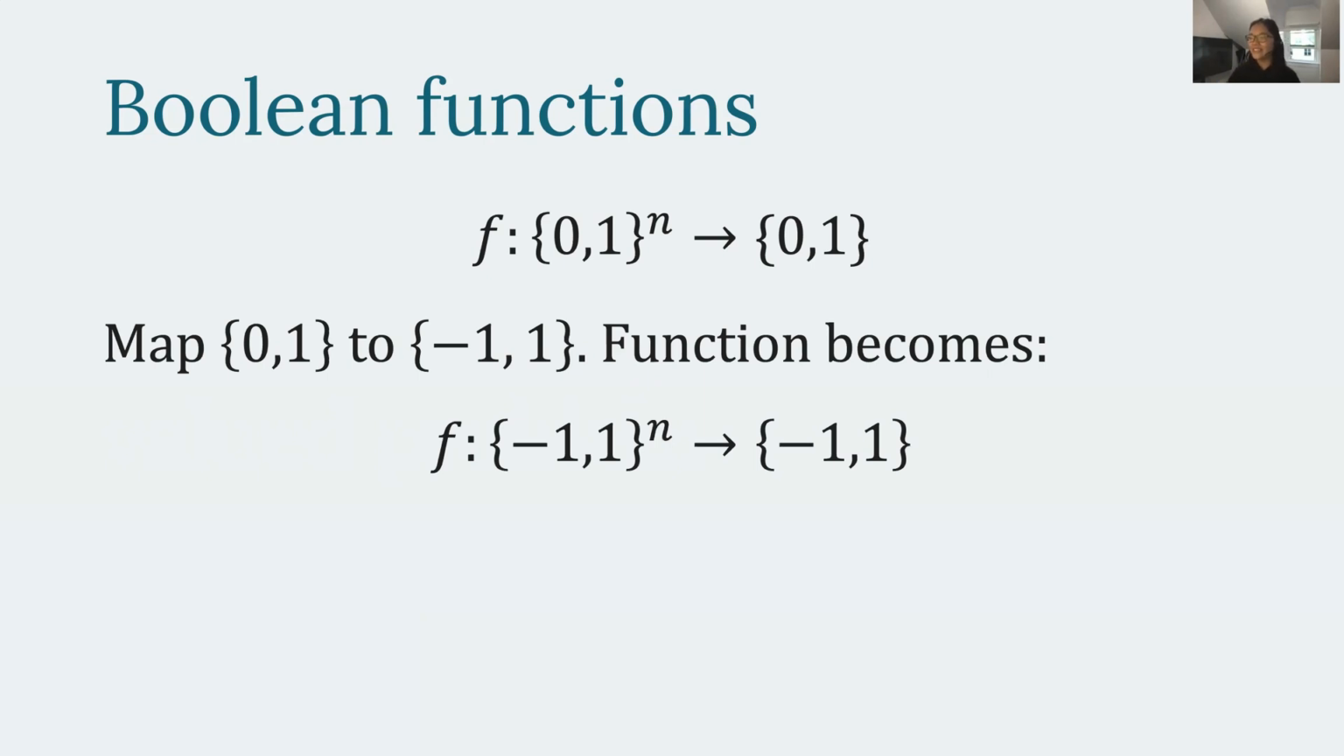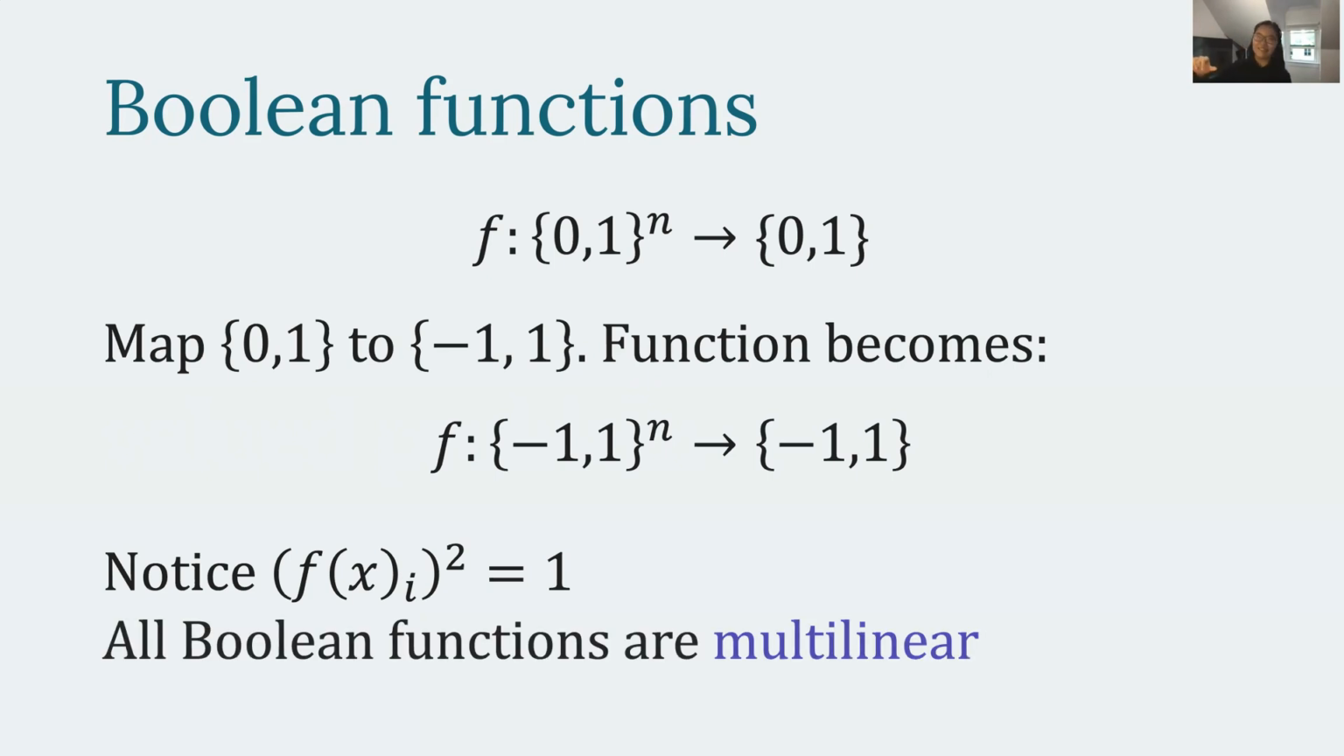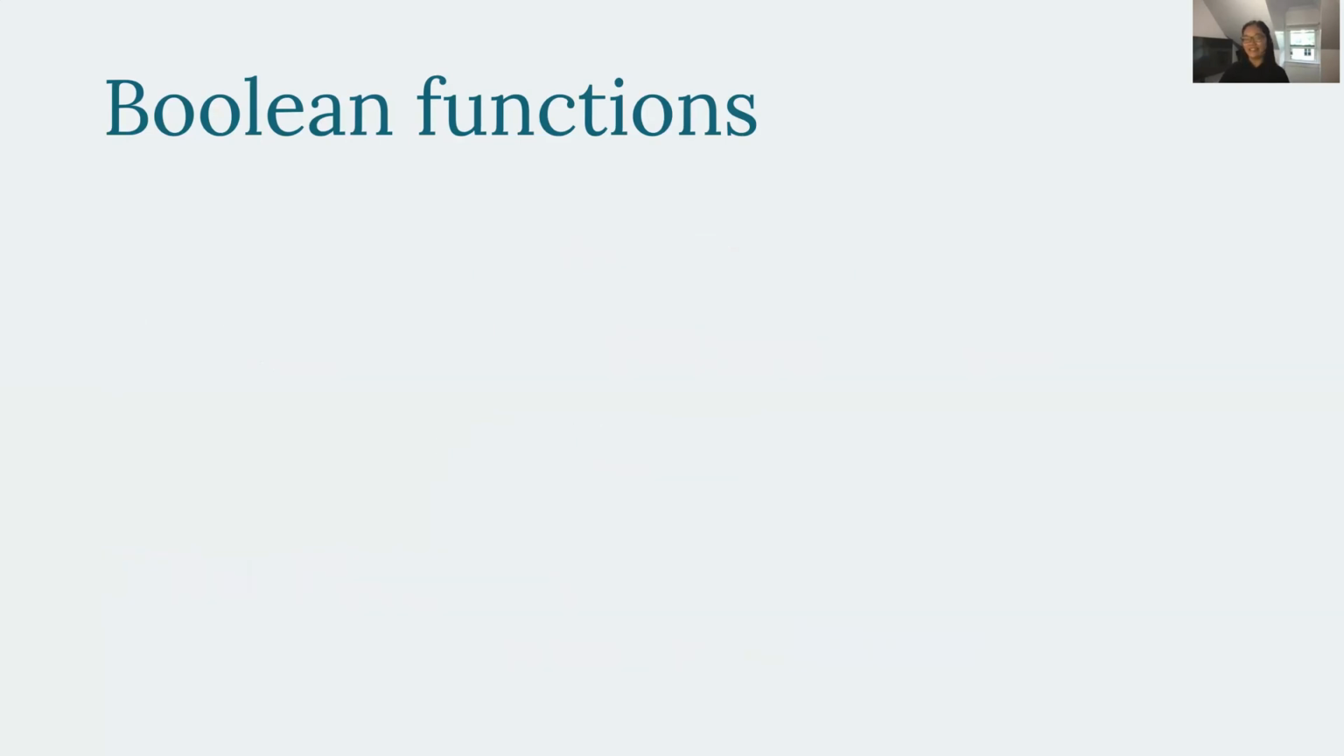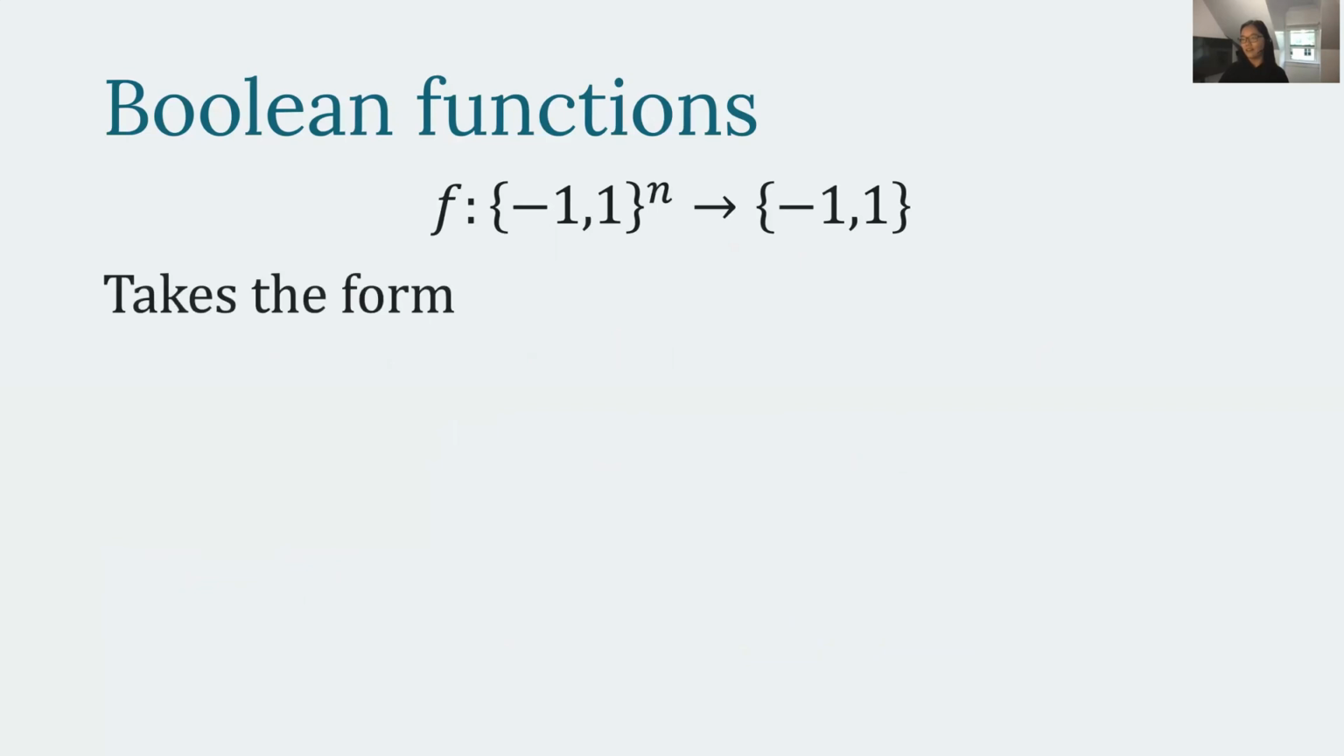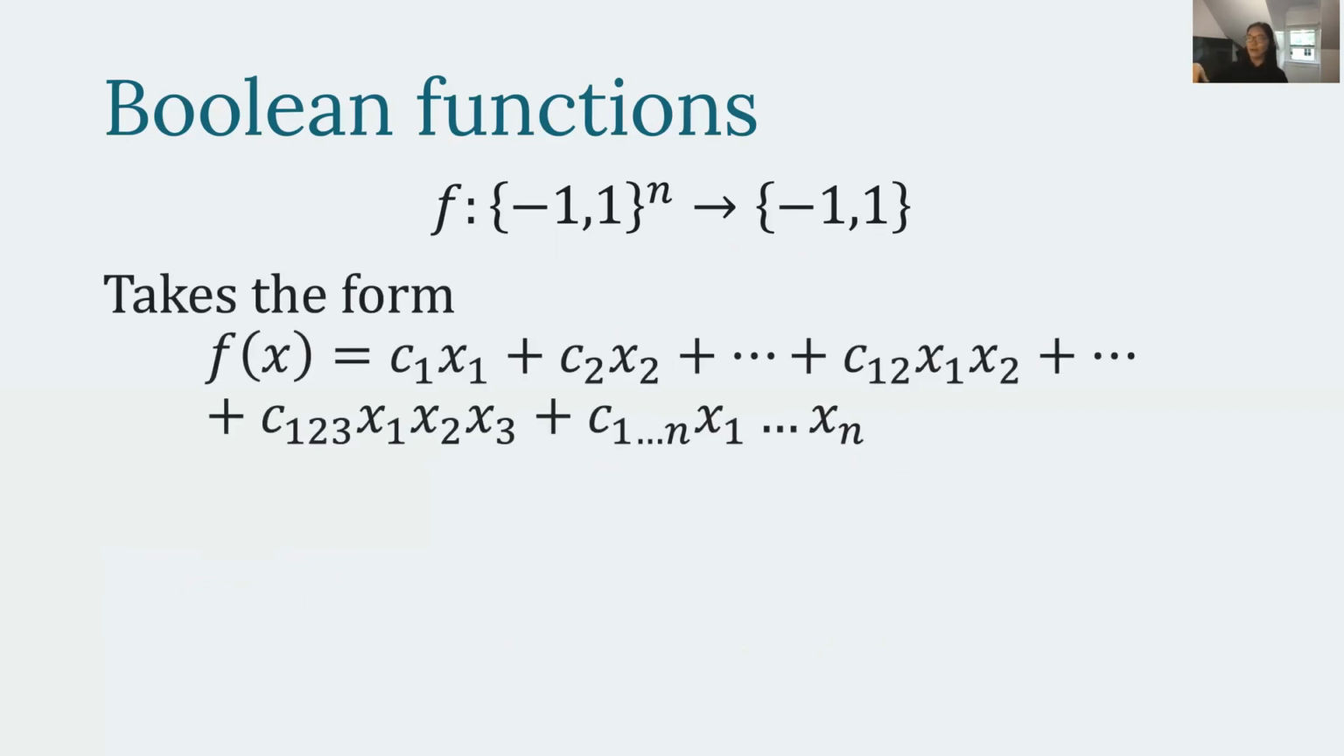This is just so that this funny thing happens where if you square any one of the input bits, it gives you 1. Sorry, I typoed that, but basically, if you square any one of the input bits, it gives you 1. And so that means that all Boolean functions are multilinear, in the sense that they can be expressed by a polynomial where every power of a different input in the term is 1.